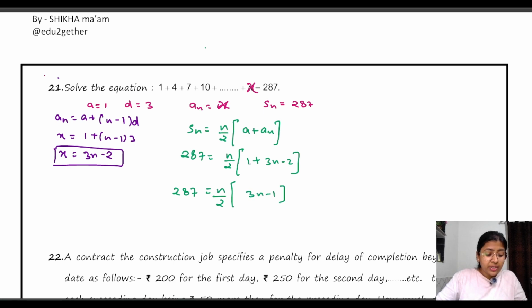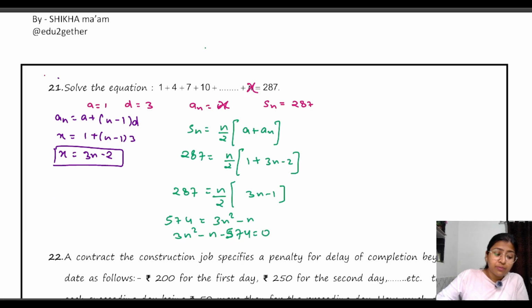So 287 into 2, what will it be? Yes, 574 is equal to 3n square minus n. Yes or no? Is this clear? Okay, now do the transposition. So you will have 3n square minus n minus 574 is equal to 0.